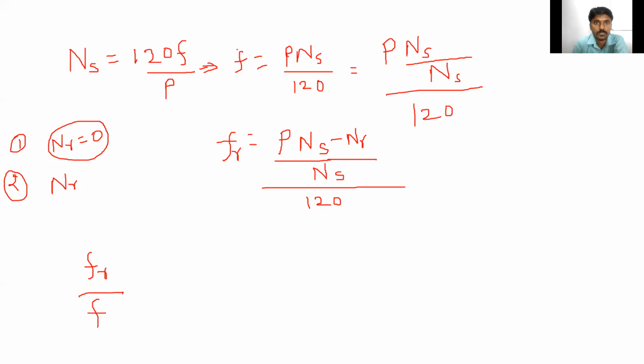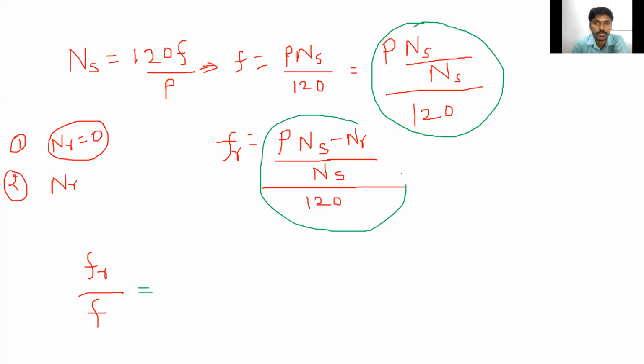We know the formula of f. What is the formula of f? The stator frequency formula, क्या है? Can anyone tell? What is the stator frequency formula? It is in the green line. P divided by 120, P into Ns upon by Ns into 120. Okay, Ns can be cancelled, later we will see.